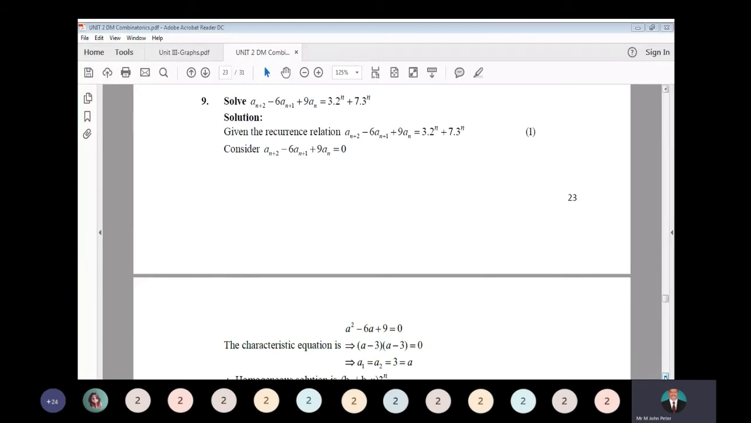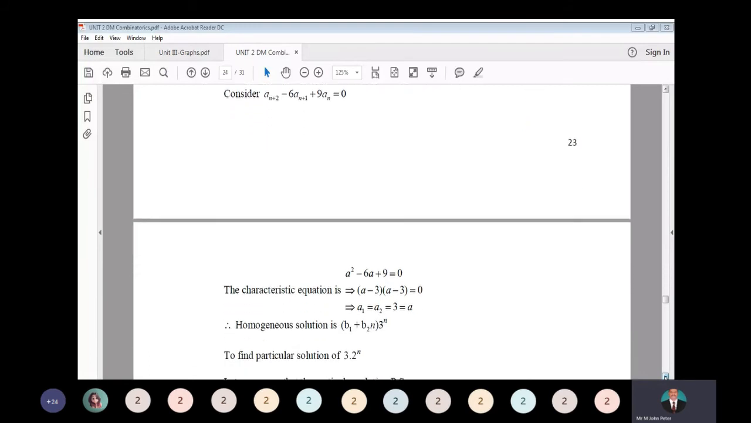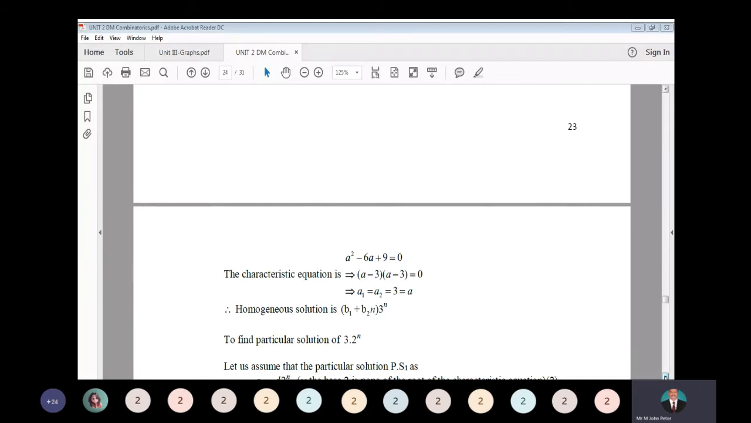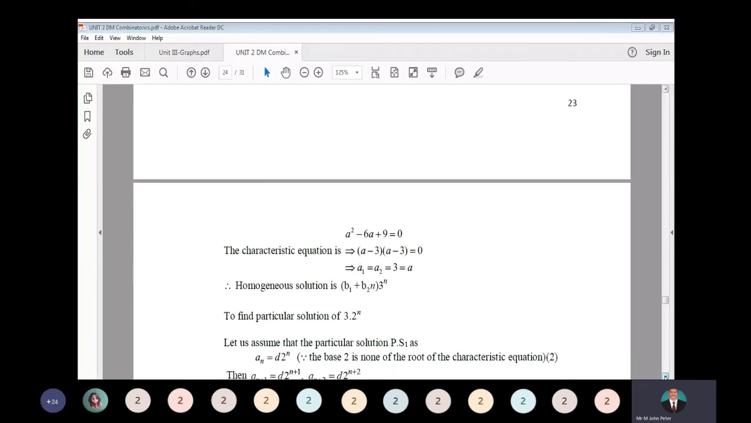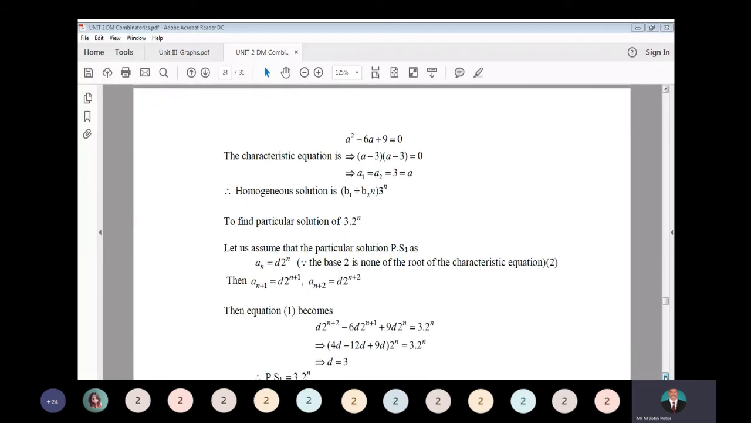Consider a n plus 2 minus 6 a n plus 1 plus 9 a n equal to 0. So a square minus 6a plus 9 equal to 0, that is a minus 3 into a minus 3. Solving the equation, you will get a minus 3 whole square. So there is a repeated root with value 3. So the homogeneous solution becomes b1 plus b2 n times 3 power n.